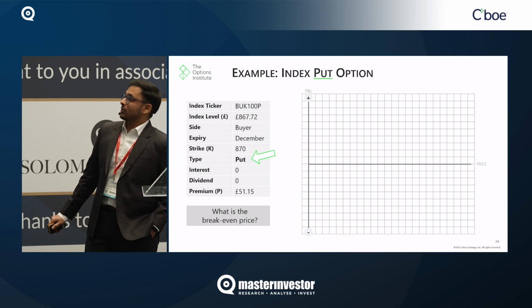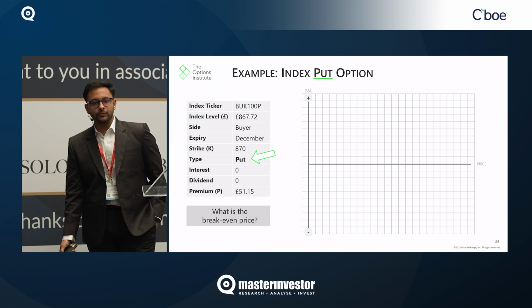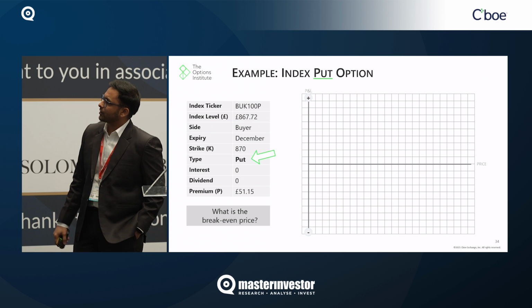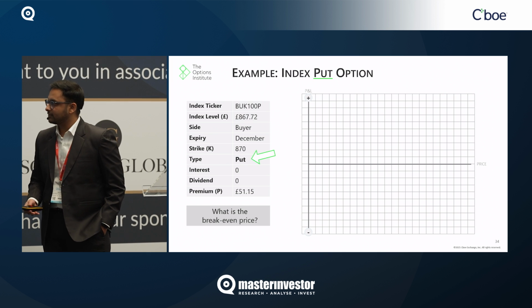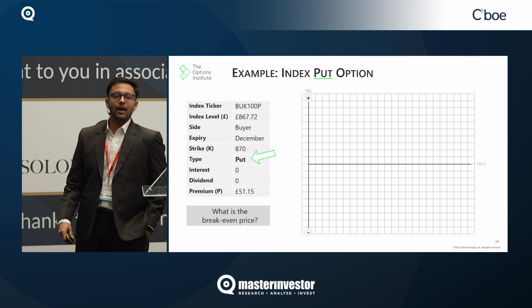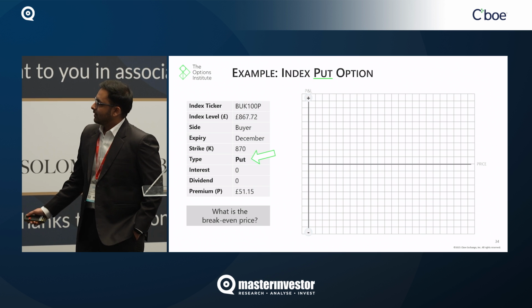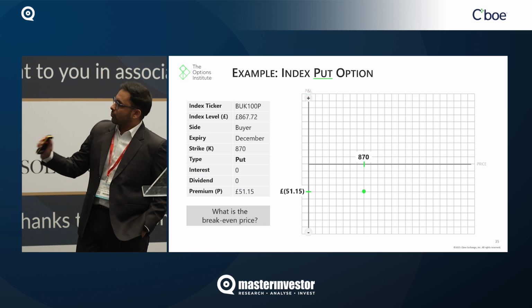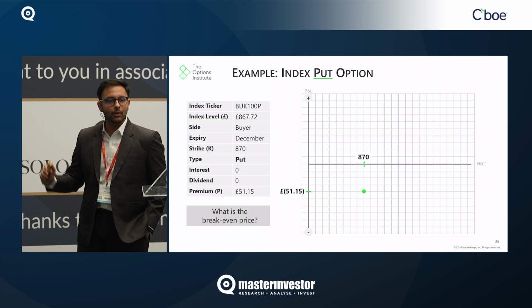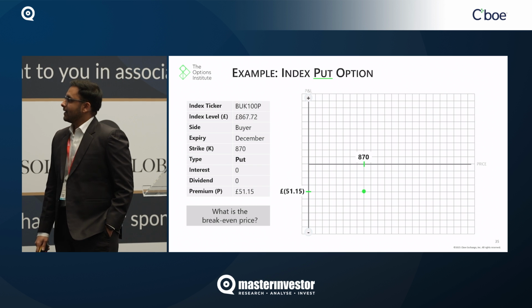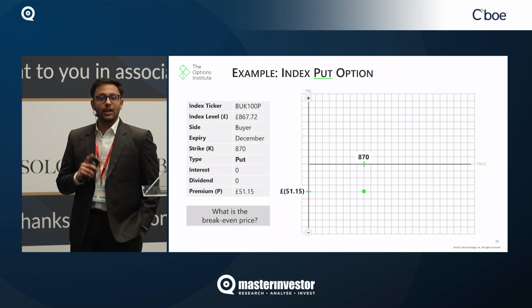All right, so that was the call. Let's think about the put option. So say you're buying a put option. Once again, you are the buyer, strike is 870, and your premium is £51.15. So we'll once again mark our premium on the y-axis and our strike price on the x-axis, or at the money point once again.